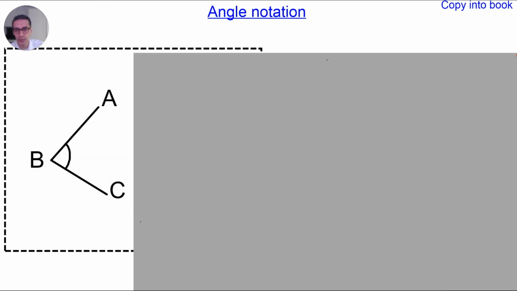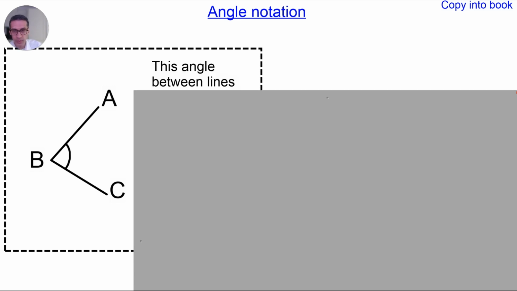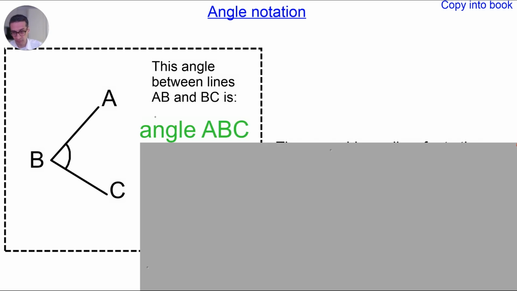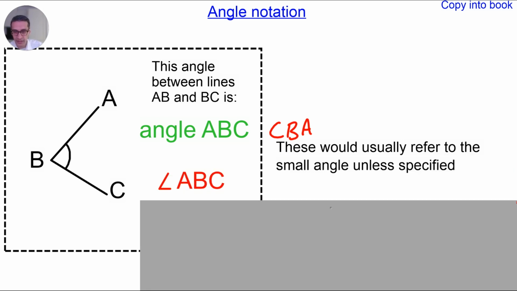So we'll look at a more formal notation on this page. So this is what you should be copying out. So angle notation. If we are looking at this black angle here, so this is the angle between AB and BC, we may, for example, just literally write angle ABC or CBA. They would both be correct. We may write it like this.